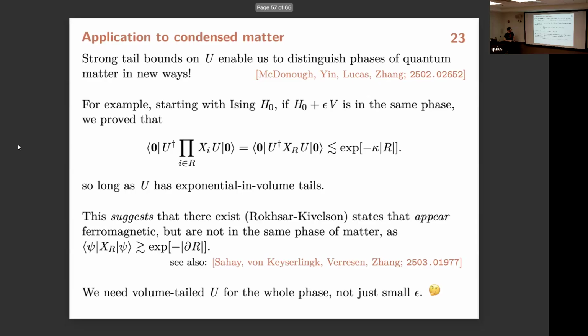Conjecturally, on the assumption, or perhaps by definition if you like, that you should have a volume-tailed U to connect two points in the same phase, then the RK state would be in a new phase of matter that we couldn't have identified with our old techniques. But this is a conjectural direction, a potential application for these ideas, but I think it's quite interesting.